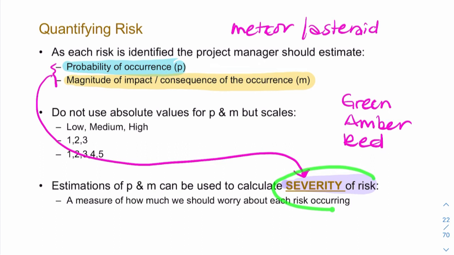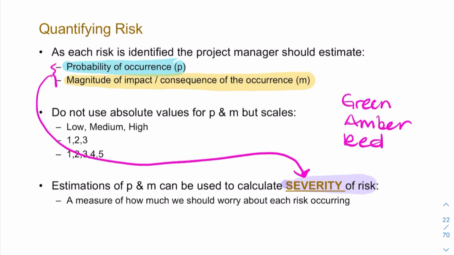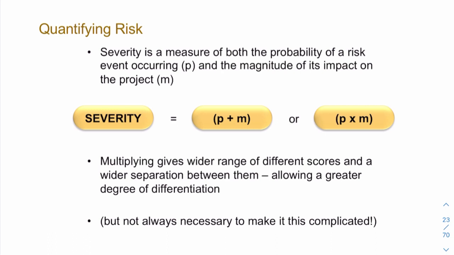So let's go back to the birthday party and look at a few examples. Okay, so what we're going to do is we're going to multiply P times M. It's possible to add P and M. So these are two equally valid approaches to take your probability and your magnitude and either add them or multiply them. Okay, how do you multiply low times medium or medium times high? Well, you need to use numerical scales, 1, 2, 3.